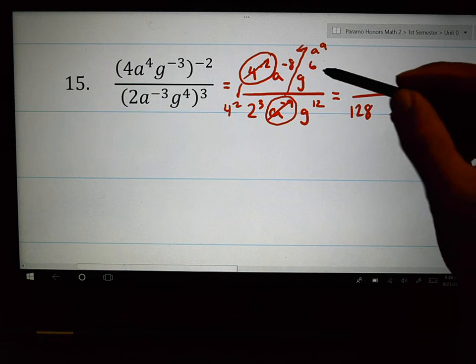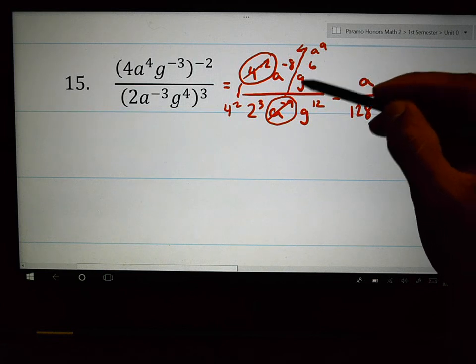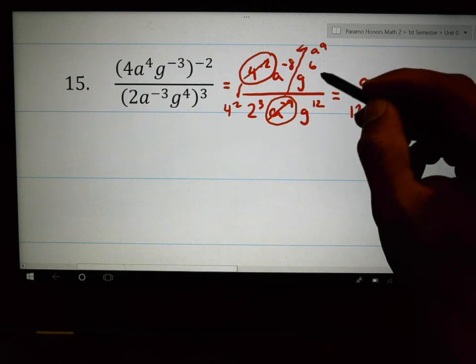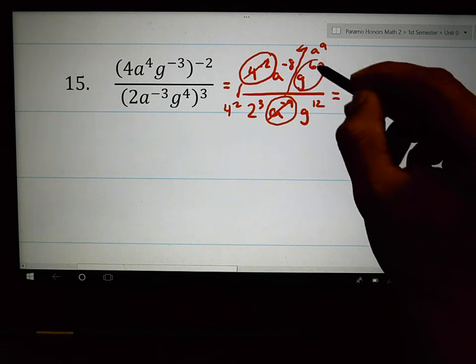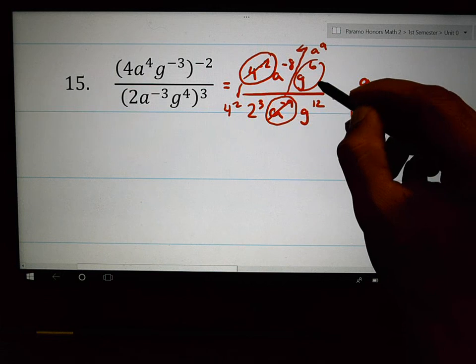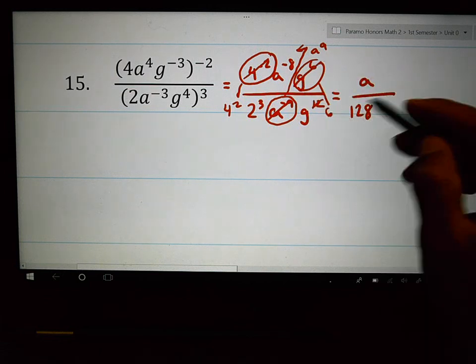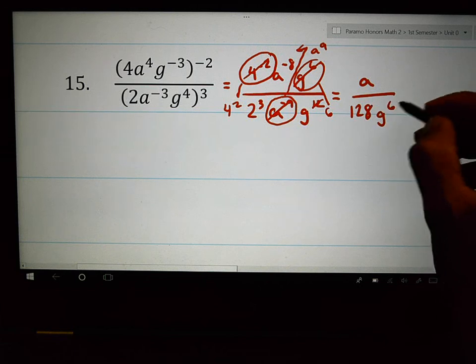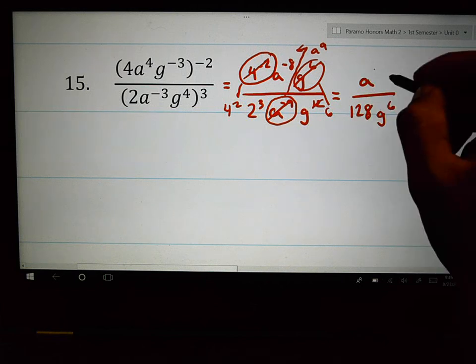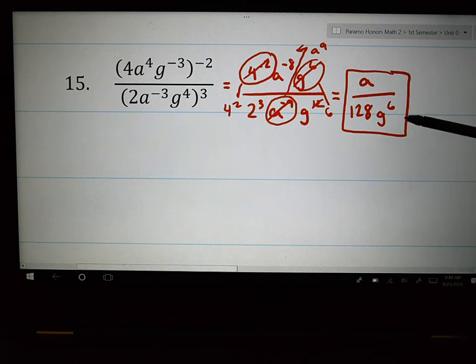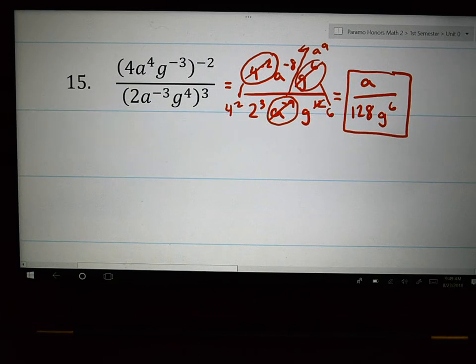And then I have to deal with the 6 g's, 6 factors of g here, and the 12 factors of g there. If I think about it, I could subtract. Or I can just go, there's 6 of these here. I'm going to be left with g to the 6th in the denominator. When you subtract 6 minus 12, you get -6, which means you have g to the +6 in the denominator. I'm going to stop your notes right there.